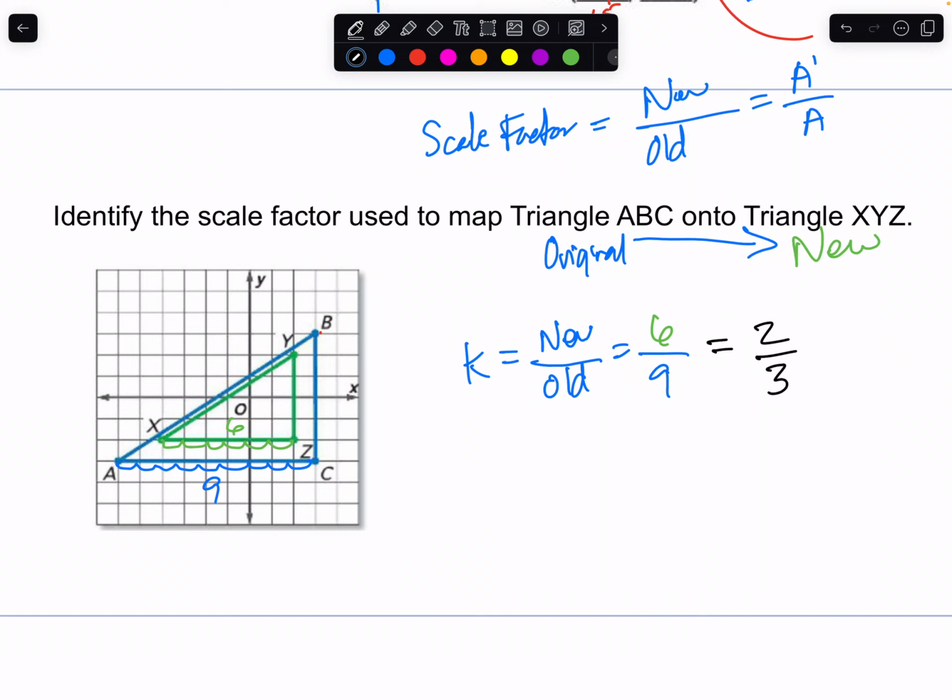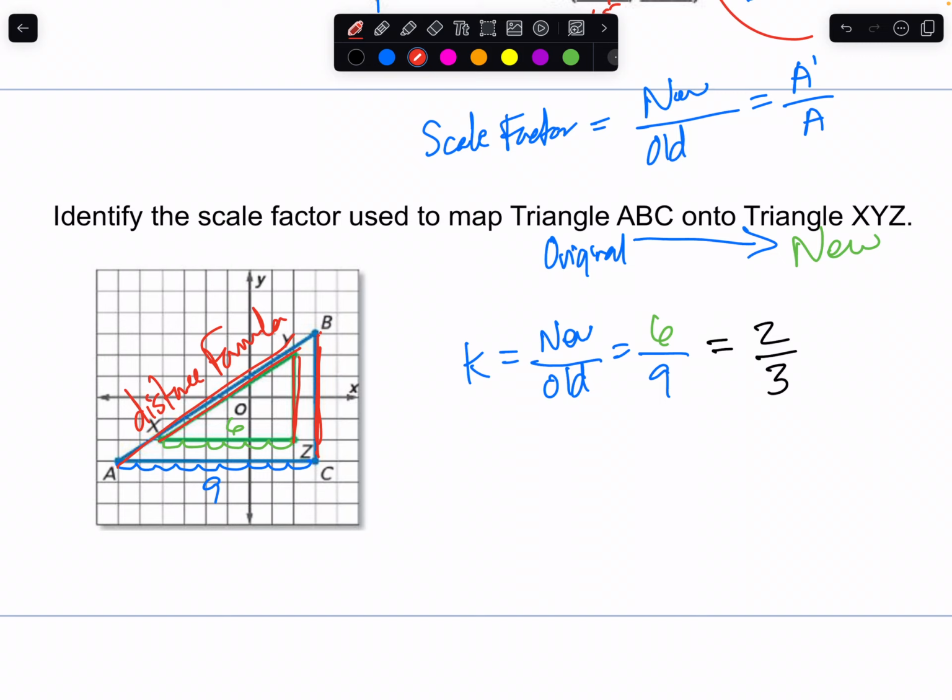Now, I can also do this vertically, right? I can count these units divided by this units. I can do it diagonally, but to find diagonal distance, I would do Pythagorean theorem or like the distance formula. So it's probably easier if we just stick to the horizontal points versus the diagonal ones.